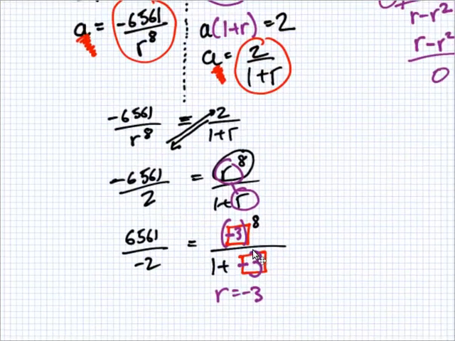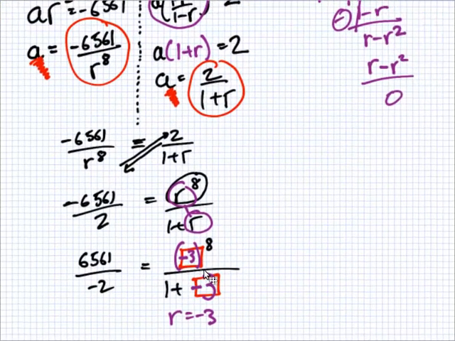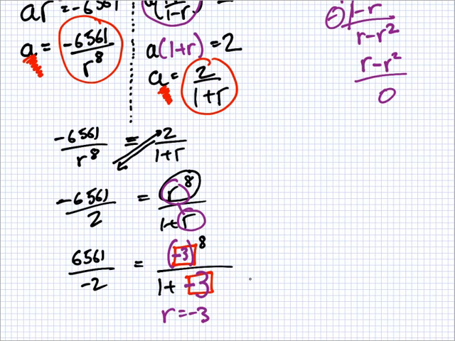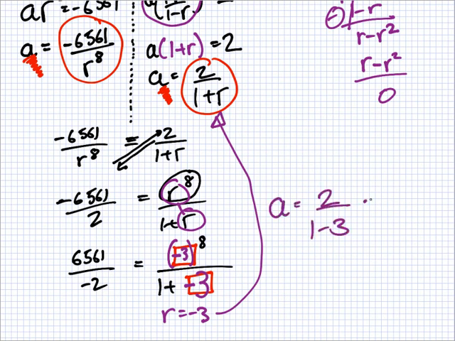And finally, how should I get the A? Last thing to do here. Substituting into A equals 2 by 1 plus r. Yeah, this one here. So I get A equals 2 over 1 minus 3, which is minus 1.